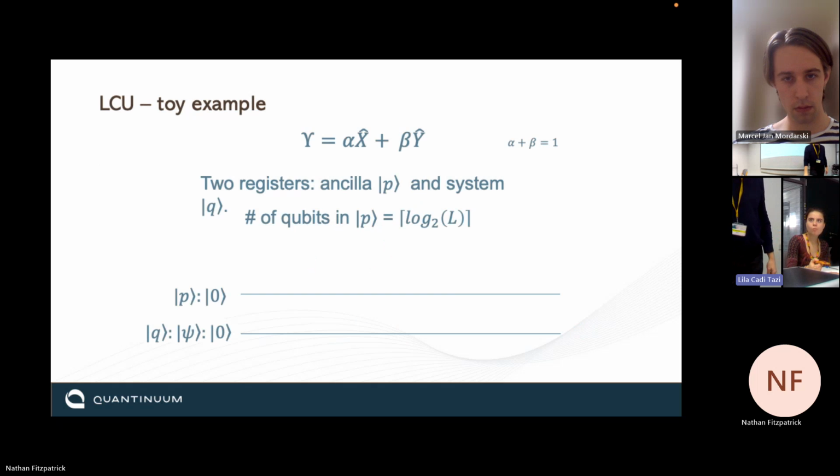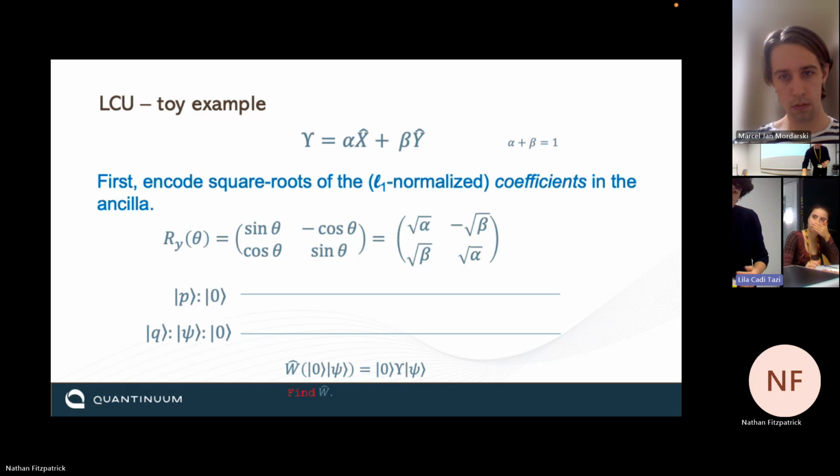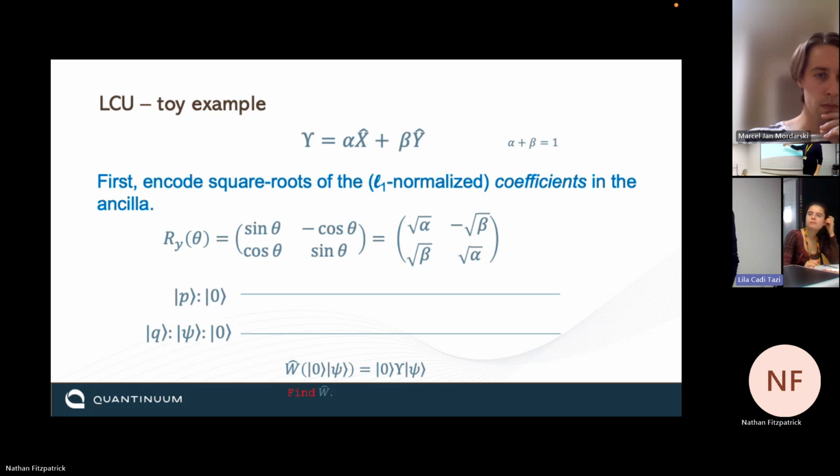So here's a quick example. The toy model I use is alpha X plus beta Y, and then we use a constraint. We constrain the term weights so that alpha squared plus beta squared equals 1. That allows it to be normalized, as you'll see in a second. Essentially, this constraint means that we can encode the weights of the terms into an RY matrix really nicely.